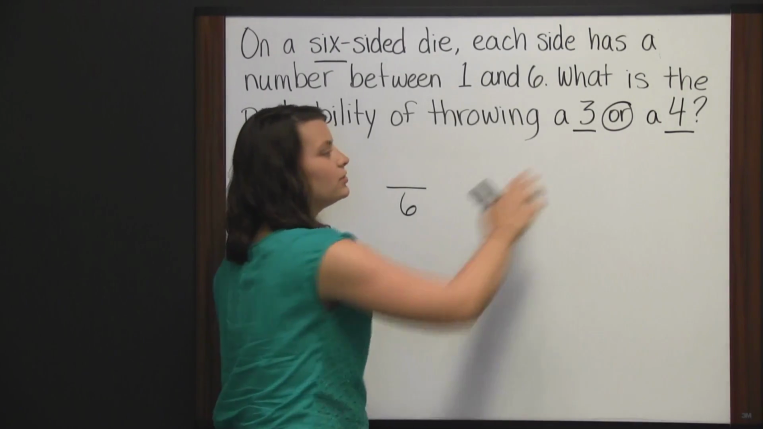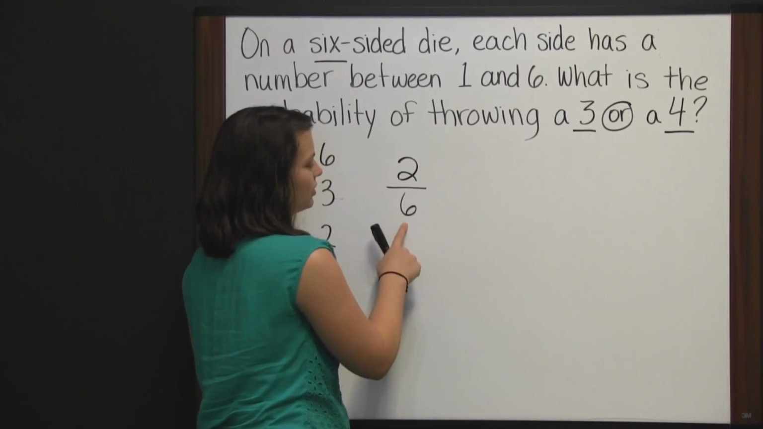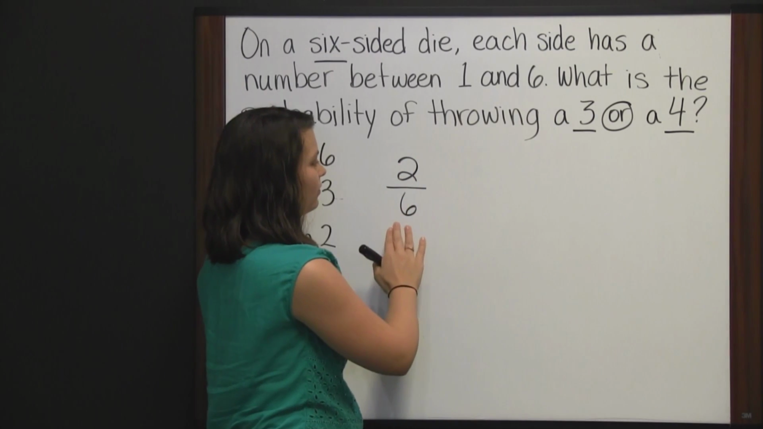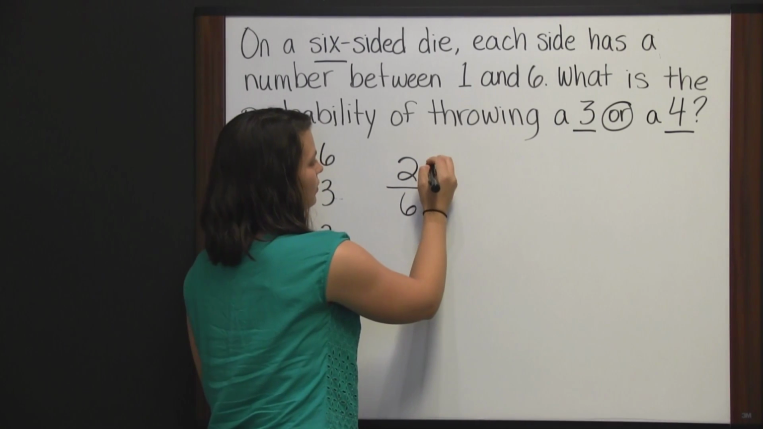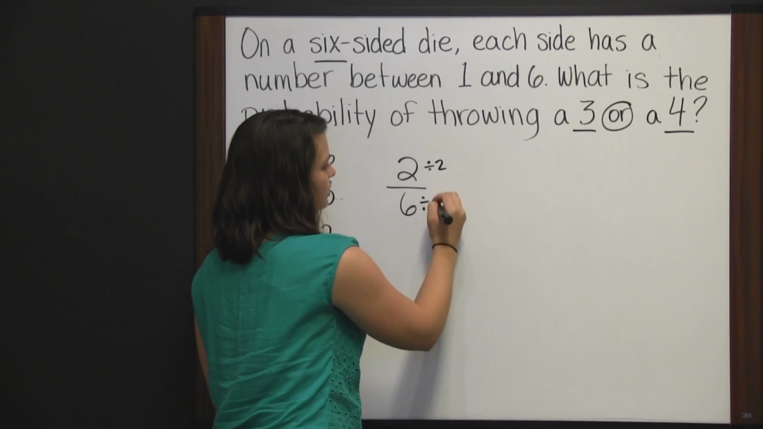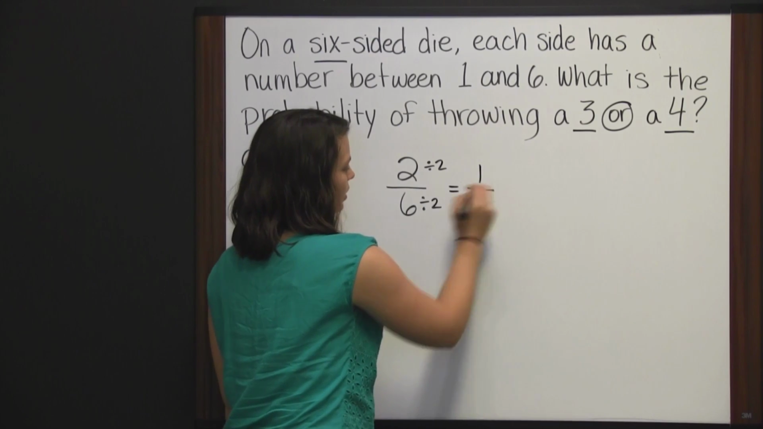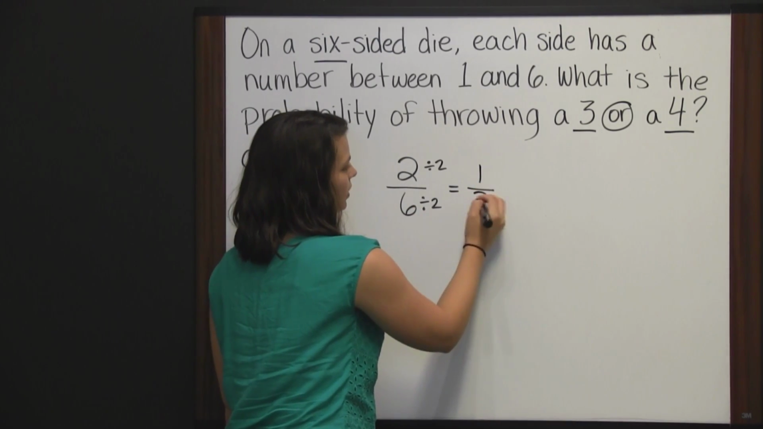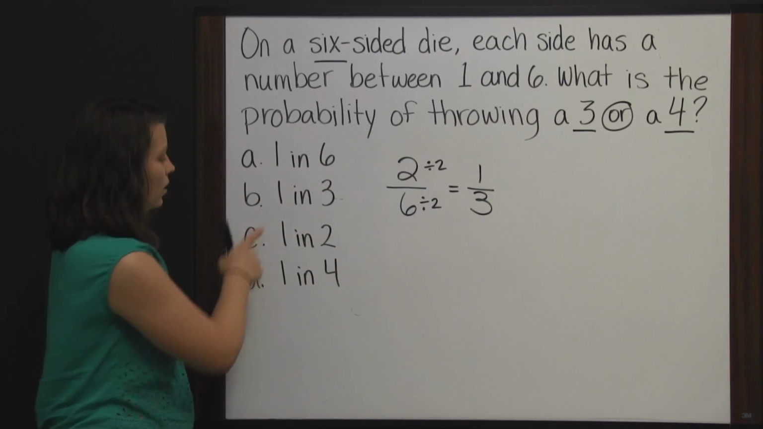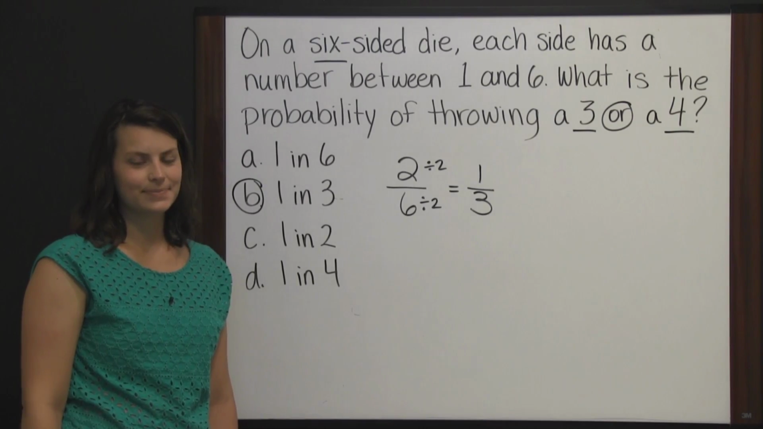So if it lands on either one of those, we're good. So that's 2 different numbers that we could land on out of our 6 different numbers. And then of course we can simplify our fraction by dividing the numerator and the denominator both by 2. 2 divided by 2 is 1, and 6 divided by 2 is 3, so it's 1 in 3. Or, written like this, a 1 in 3 chance.